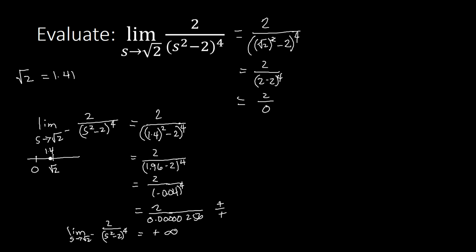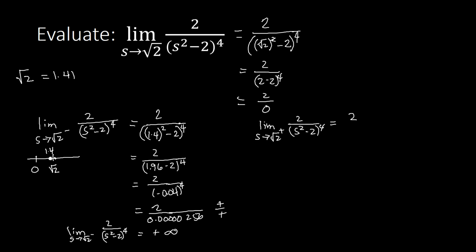So let us try to find out our limit of 2 over s squared minus 2 raised to the power of 4 as your s approaches square root of 2 coming from the right side. So again, if you try to look over at the number line here, we can simply have our square root of 2 as 1.41. And then from the right side, we may take on 1.42 if you want to, but let me just have the 1.5. So here, let us try to substitute the 1.5 that I was talking about a while ago.